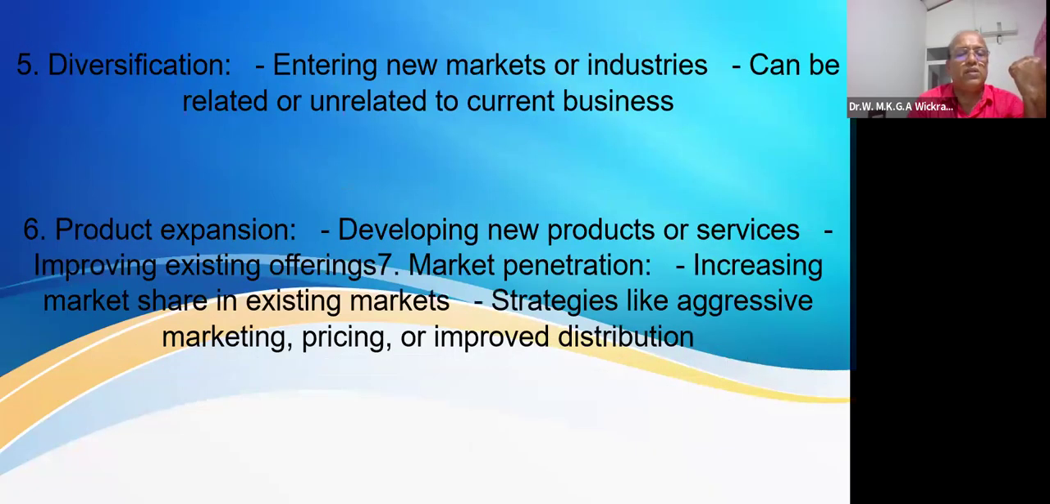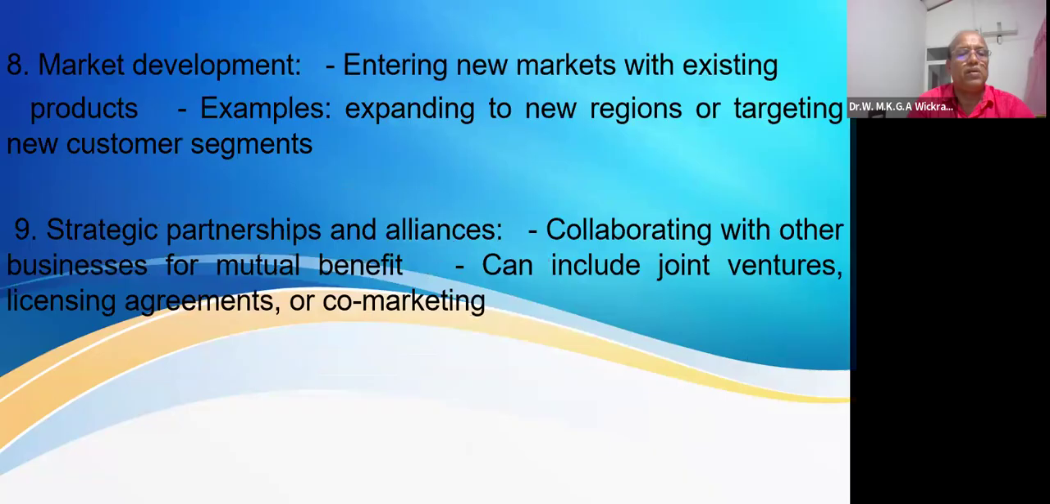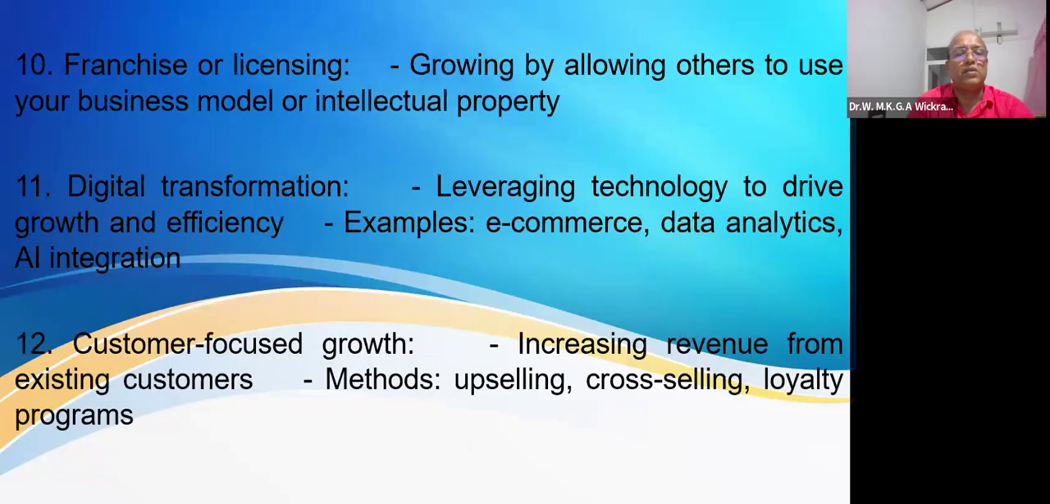So diversification, product expansion, again. I have explained market development, strategic partnership, alliance, franchise or alliance. Licensing is something like what is given by allowing others to use. You can go anywhere in the world, you can find KFC.